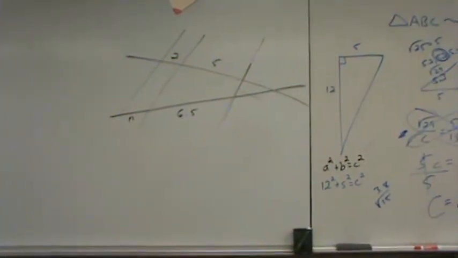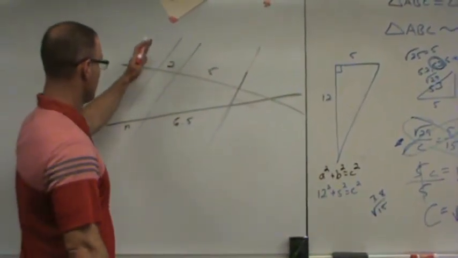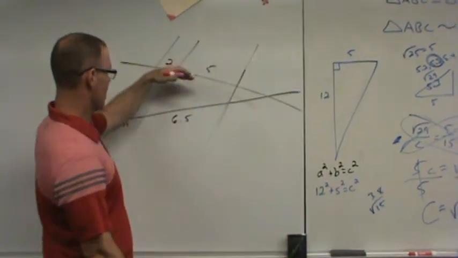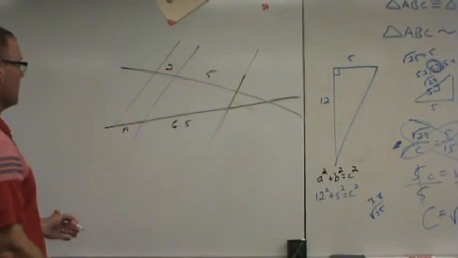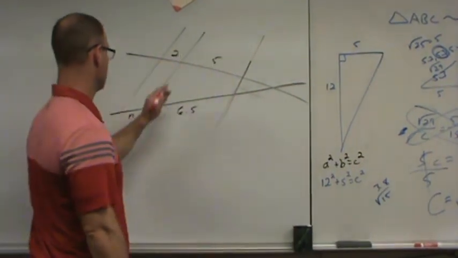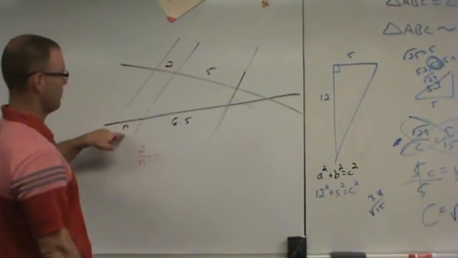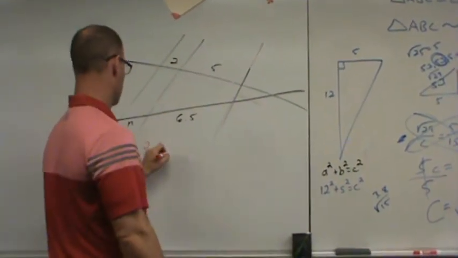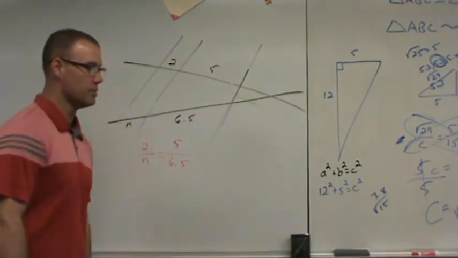Now, maybe letters aren't your thing. Maybe numbers are. I get it. Well, here we need to create the proportion. We have 3 parallel lines cut by 2 transversals, right? Create the proportion. I could do this a couple of ways, but one is 2 over n, because again, this is what we're finding, right? 5 over 6.5. Cross multiply and solve.